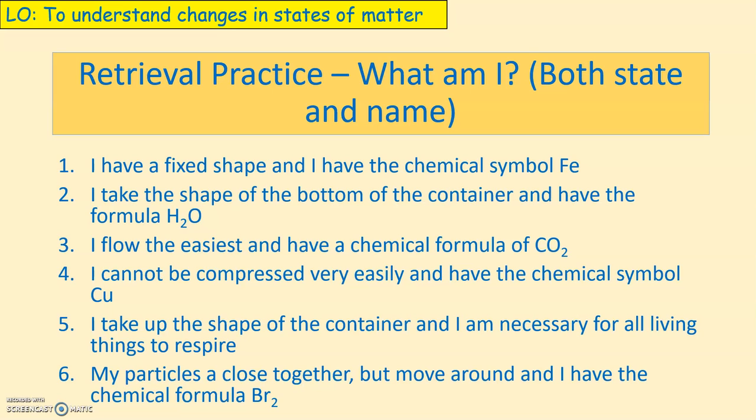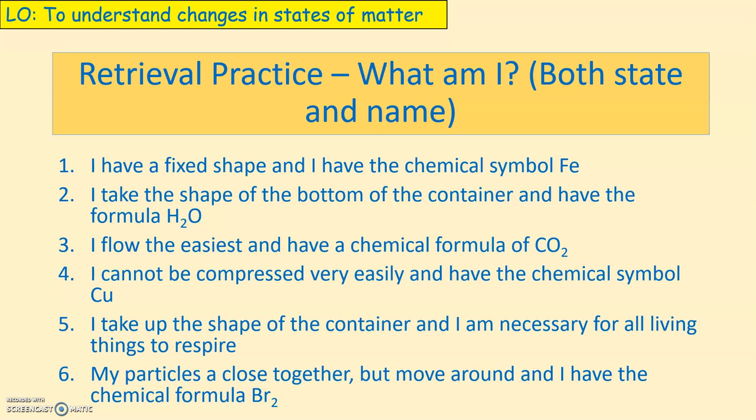Brilliant. Now, question 3 says, I flow the easiest and have the chemical formula CO2. Flow the easiest, meaning it's really, really light. Okay, so let's have a look together. Which state flows the easiest? Is it solid, is it liquid, or is it gas? Think about it. You might think, oh, it's liquid, but actually it's not liquid, it's gas.